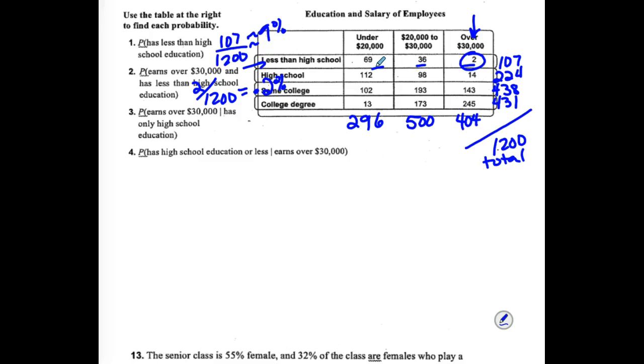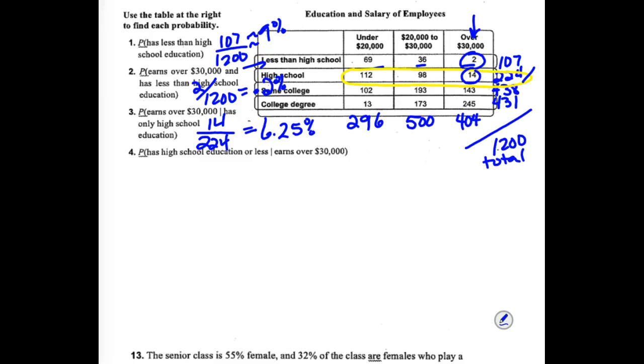Okay. The third one, earns over 30,000 given that they have a high school education. If it's given, what do we have to do? We have to start there, right? We have to restrict our table to just that information. So, given that they have only a high school education, we are only going to look at this piece, correct? So what is the probability they earn over 30,000? Now we're looking at just the 14 out of 224, correct? And you should have had about 6.25%.